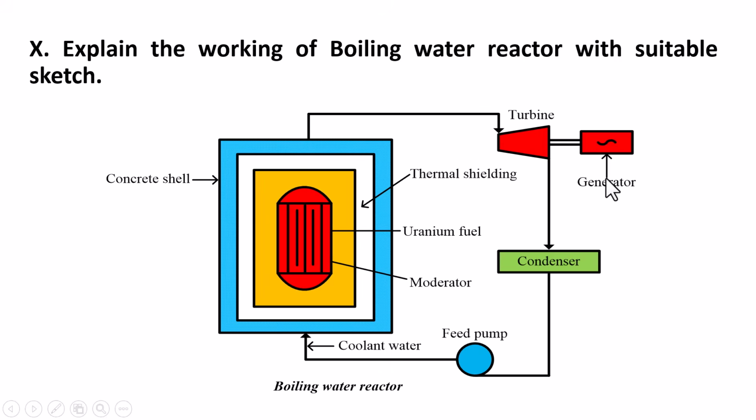So the turbine is coupled to a generator, and it will start rotating the generator, and it will be producing the electricity. That is the working of boiling water reactor. There is a chance of radioactive material getting transferred to the blades of the turbine, because there is direct contact. Any leakage from the reactor core may transfer radioactive material through the steam and the water.